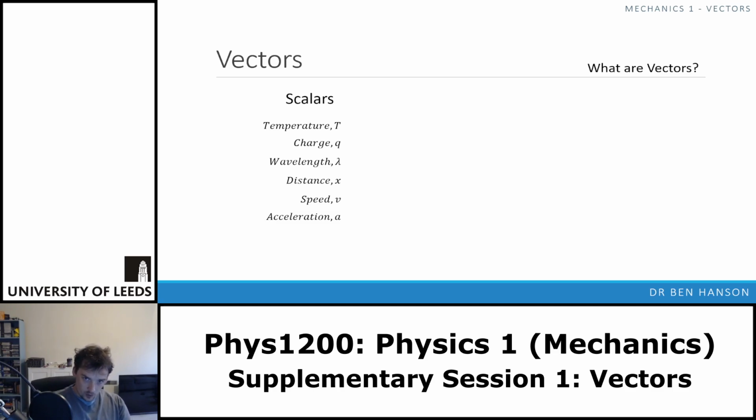Charge, which has units of, is it coulombs? Or is that current? Current's coulombs. Charge is coulombs. Charge has units of coulombs. Current has units of amps, that's the one. So charge has units of coulombs.